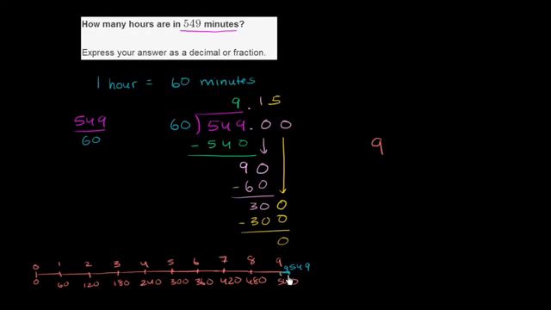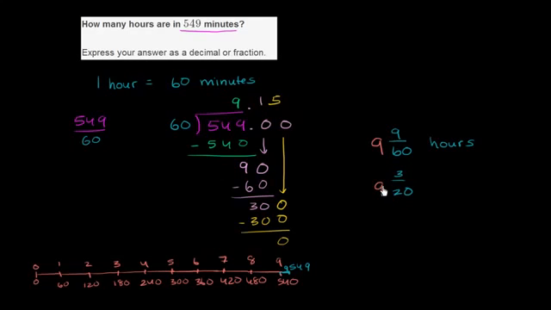Well, 60 minutes is a whole hour. So 9 minutes is 9/60ths of an hour. So you could write it this way. It's 9 and 9/60ths hours. Or we could write this as an equivalent fraction. 9 over 60 is the same thing. If we divide the numerator and the denominator by 3, it's the same thing as 3/20ths. So we could write this as 9 and 3/20ths hours.